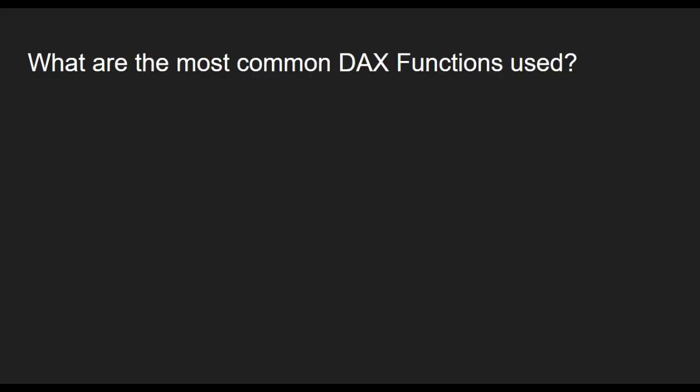What are the most common DAX functions used? The most common DAX functions used are SUM, MIN, MAX, AVERAGE, COUNTROWS, DISTINCTCOUNT, IF, OR, SWITCH, ISBLANK, ISFILTERED, ISCROSSFILTERED, VALUES, ALL, FILTER, CALCULATE, UNION, INTERSECT, EXCEPT, MEDIAN, DATEDIFF, and more. So these are some of the commonly used DAX functions.